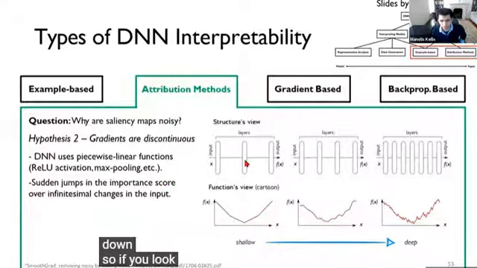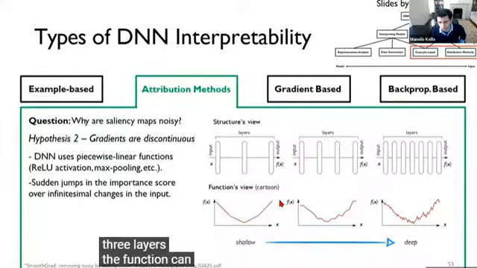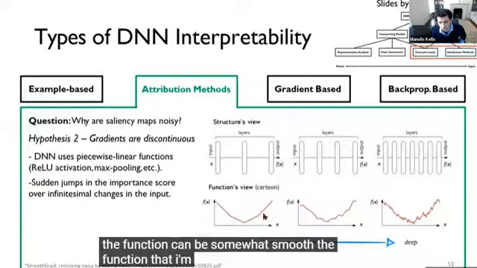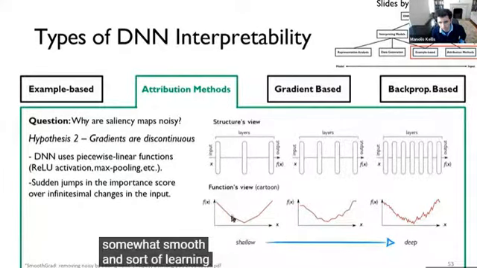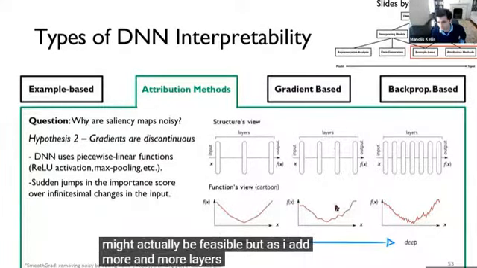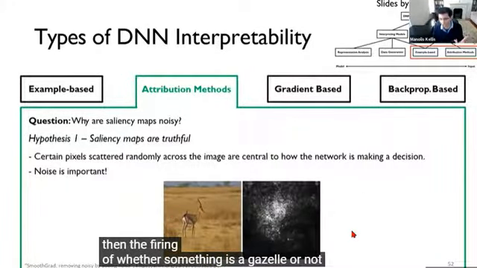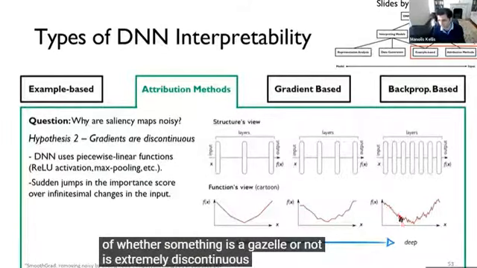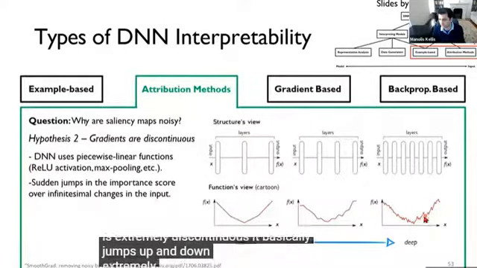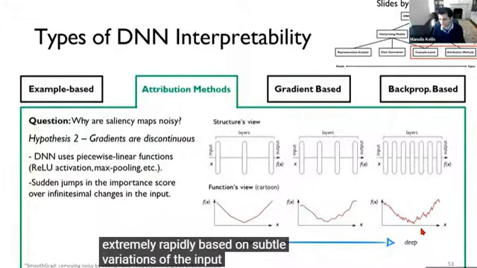So if you look at the layers of that neural network with 3 layers, the function can be somewhat smooth. The function that I'm learning can be somewhat smooth, and learning these gradients might actually be feasible. But as I add more and more layers, then the firing of whether something is a gazelle or not is extremely discontinuous. It basically jumps up and down extremely rapidly based on subtle variations of the input.